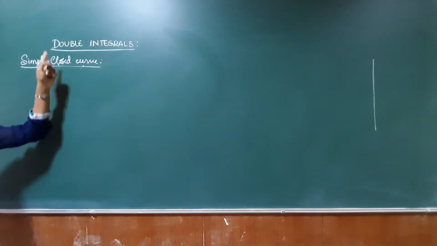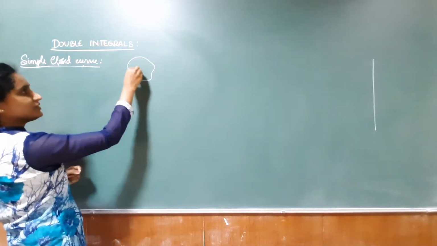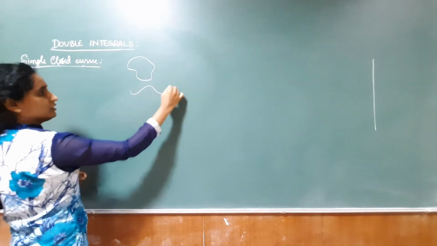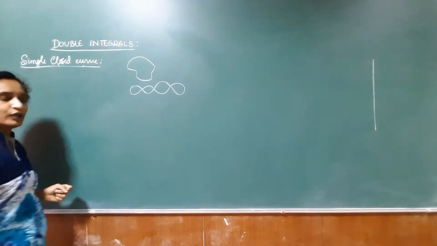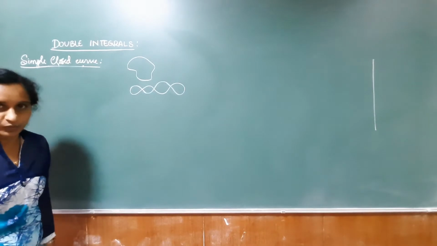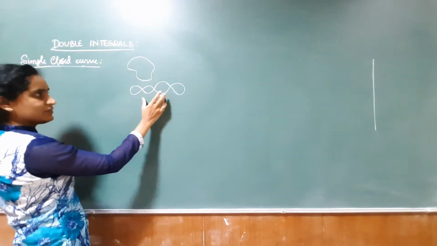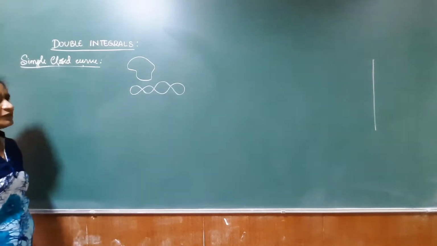What about a simple closed curve? Now I can draw some closed curve. Say this is a closed curve. This is a closed curve. All these are closed curves. There are no free ends to it. Now, if I consider these two curves, I think you can identify the difference between these two curves.